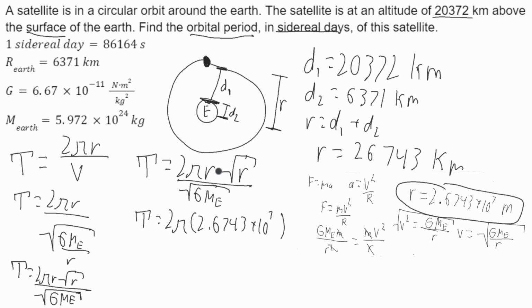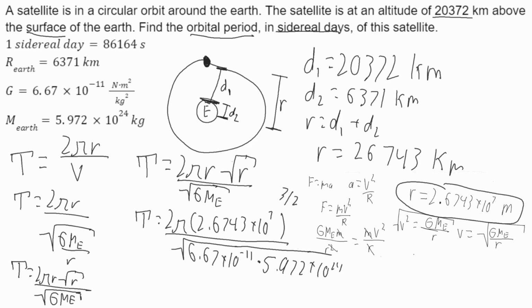Now, since it's r root r, you can combine these and have r to the power of 3 halves. This will be over the square root of G, which is 6.67 times 10 to the negative 11, times the mass of the Earth, which is given as 5.972 times 10 to the 24 kilograms. And we'll get that the period is equal to 4.355 times 10 to the 4 seconds.